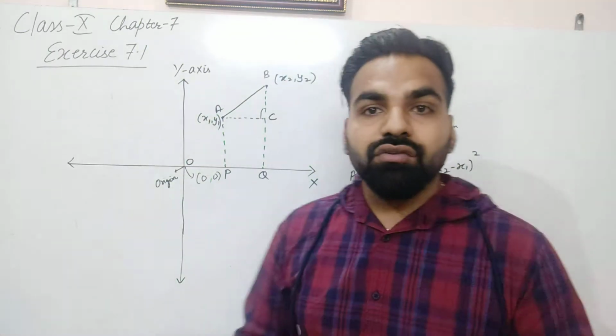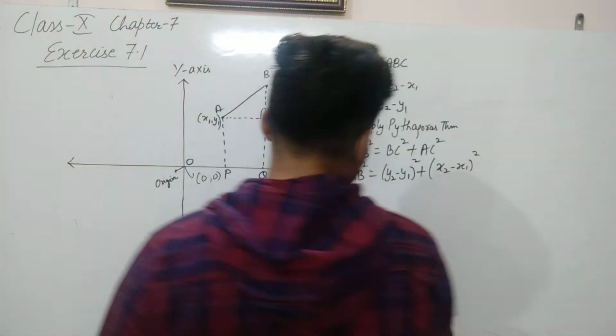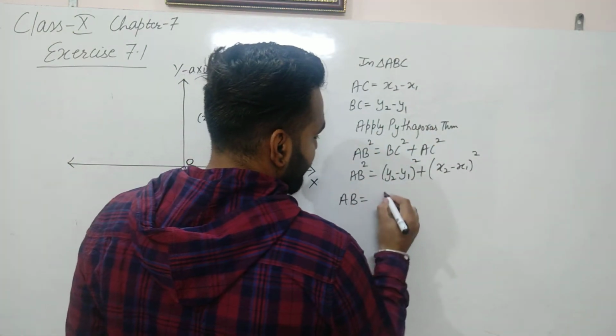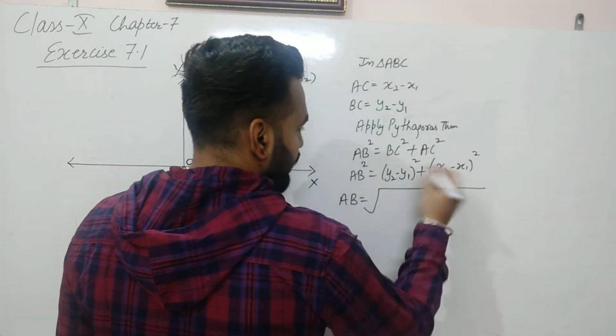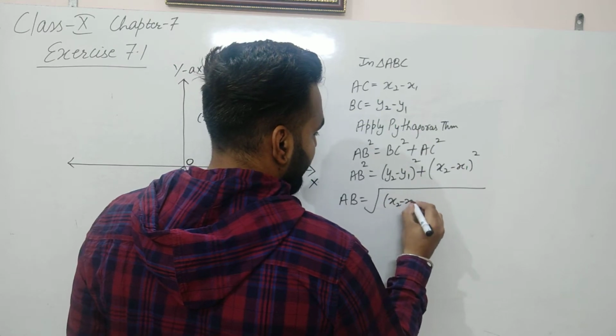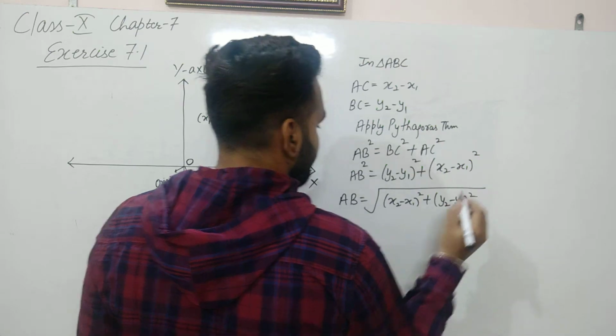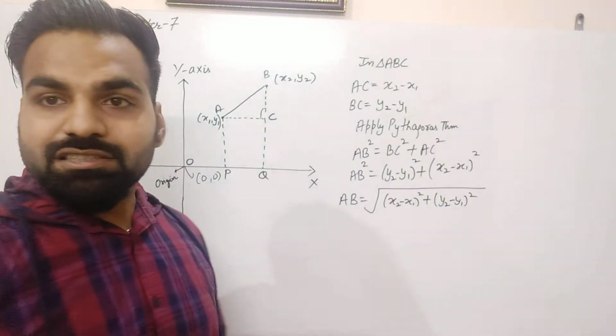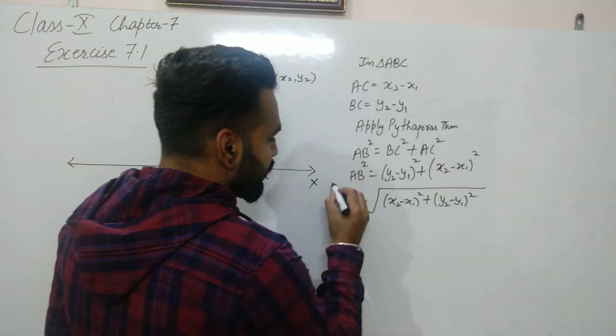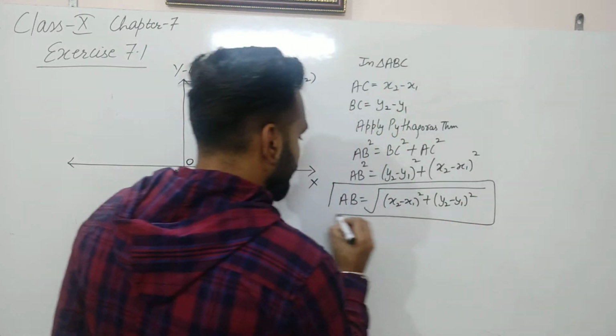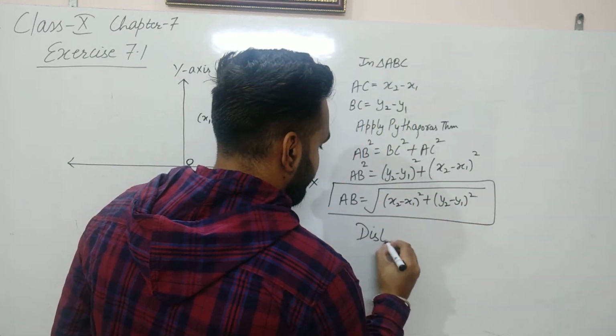Now we know the value of AB square, we can find the value of AB. So AB will be equal to, I am changing the order here, square root of X2 minus X1 square plus Y2 minus Y1 square. So this is the distance between A and B, and this formula is called distance formula.